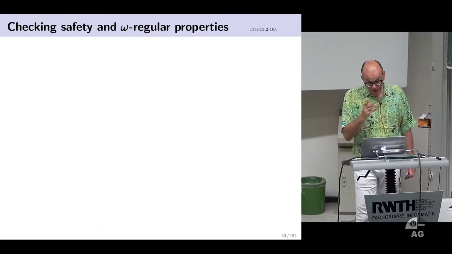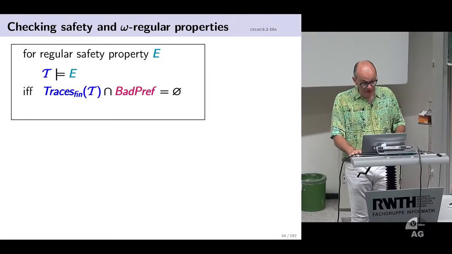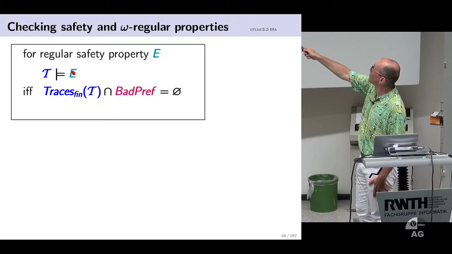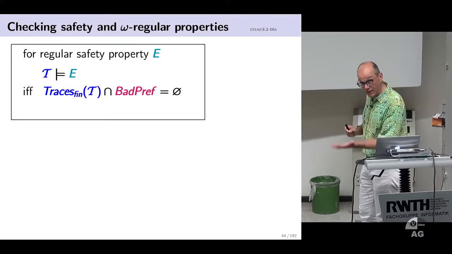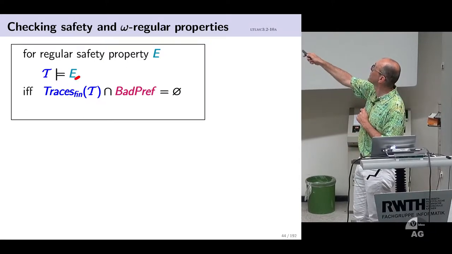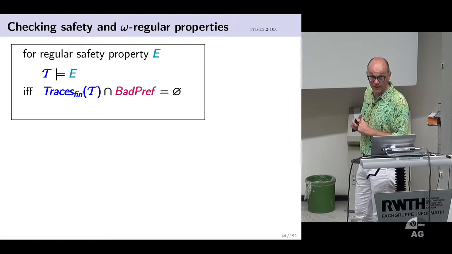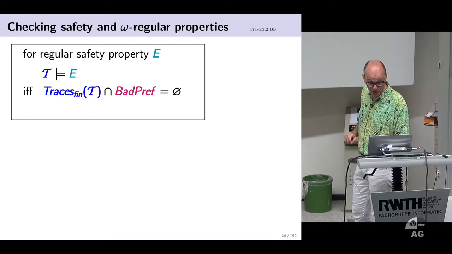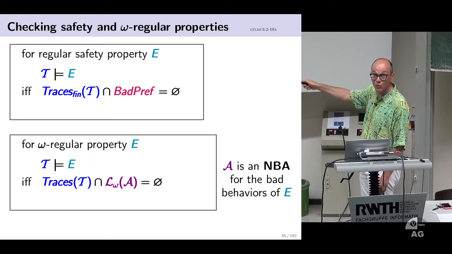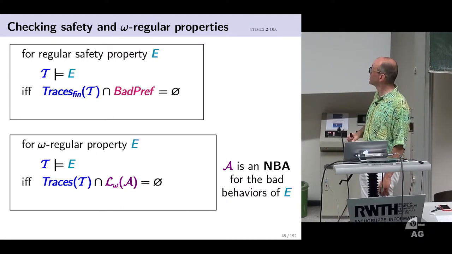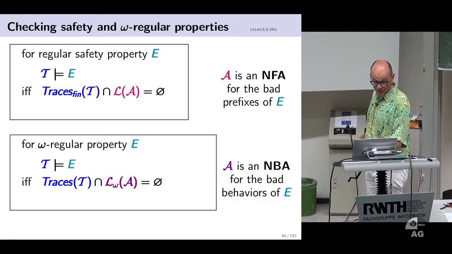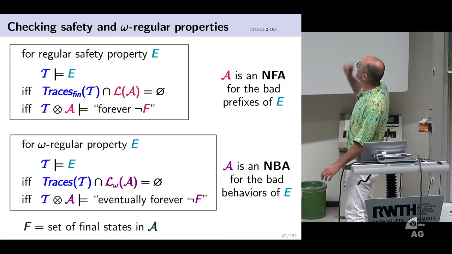Good. What I just did on the blackboard is summarized again here. For regular safety properties, we were checking whether a finite transition system satisfies a regular safety property. For safety properties, it suffices to look at finite bad prefixes, so we look at finite traces and bad prefixes of this property and check whether the intersection is empty. For regular properties, we were checking infinite traces and infinite words, so that's why we used automata like Büchi automata accepting infinite words.